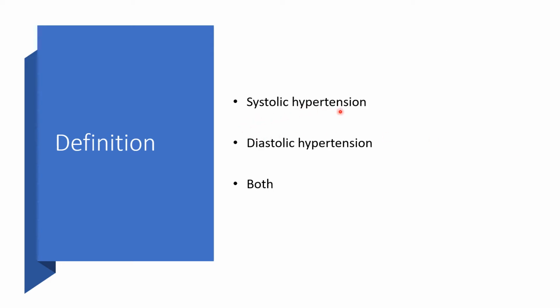Now, there's systolic hypertension, there's diastolic hypertension, and it could be both. Systolic hypertension is when only the systolic part, the upper part, is greater than normal for that age or gender. Diastolic is if the only one at the bottom is the one high, and both when both are high.